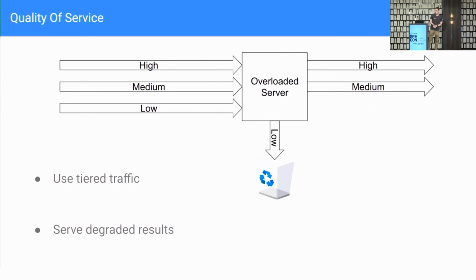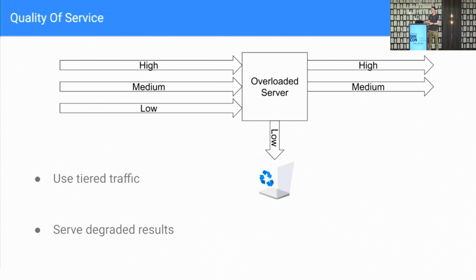QoS, that's another technique. This is a term that is borrowed from networking. We classify our requests into different priorities, and we propagate those priorities all the way down the stack. So a request that comes in as high priority is treated as high priority by everything in your stack. When you get overloaded, you start at the bottom and you start discarding requests. And as you get more overloaded, you start working your way up. This means that you're always protecting that high priority traffic.